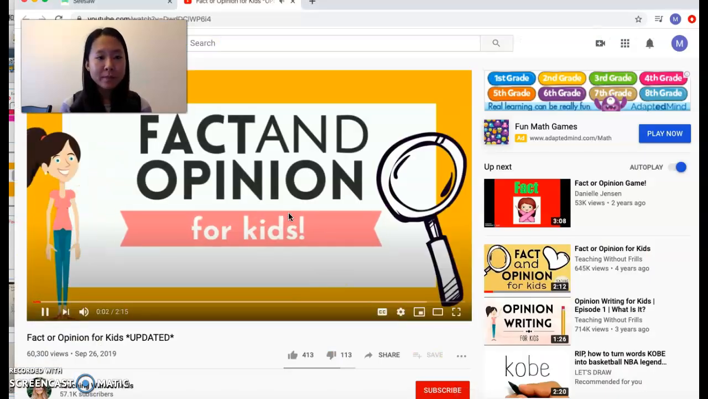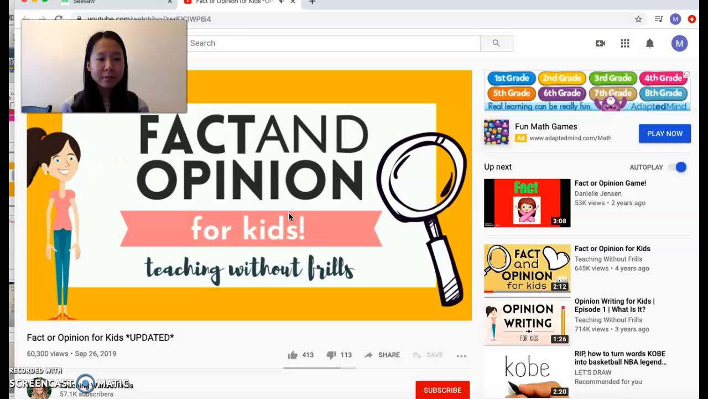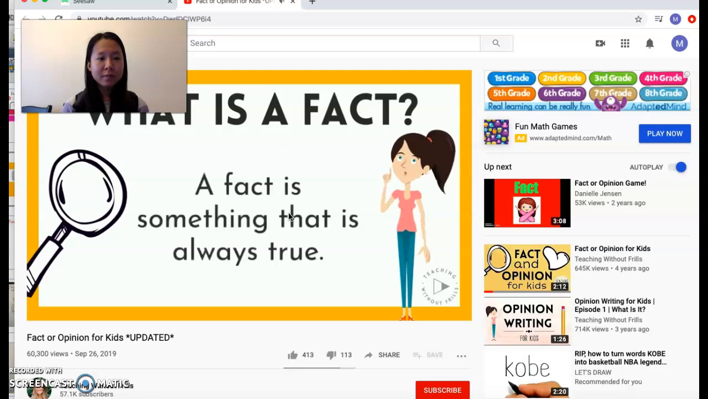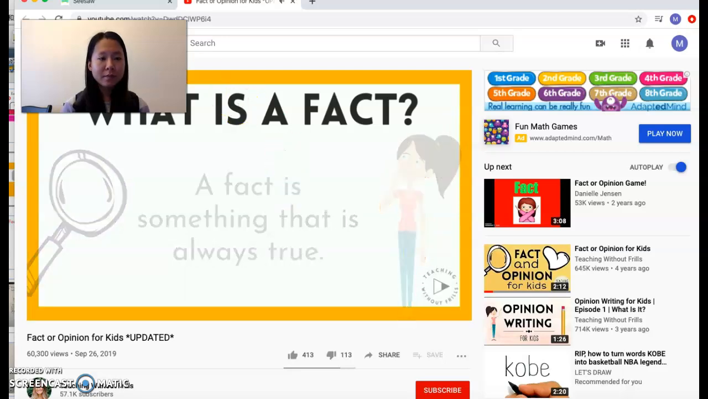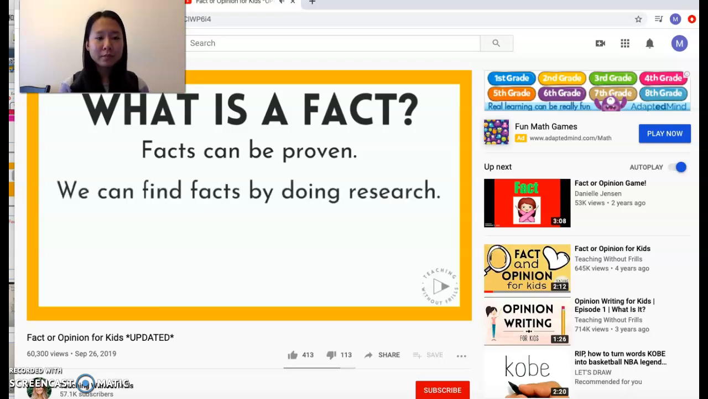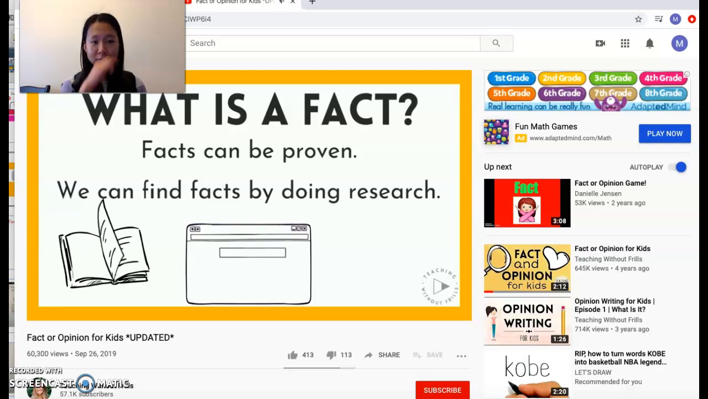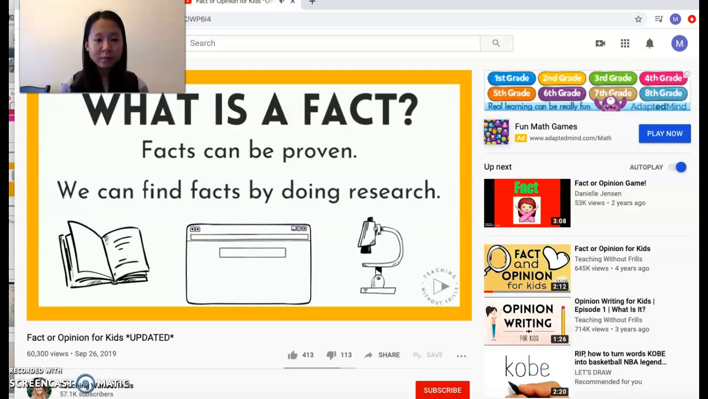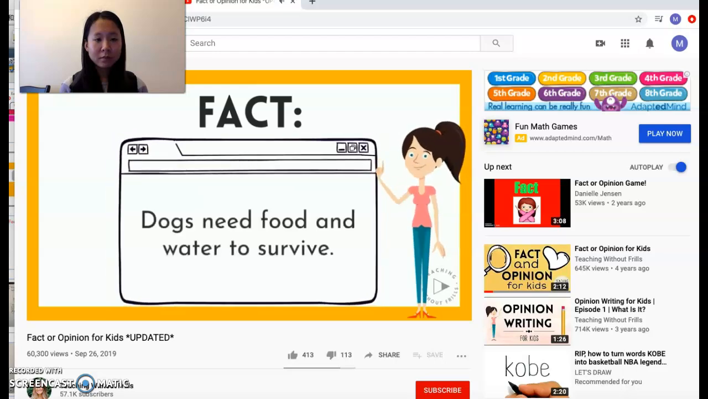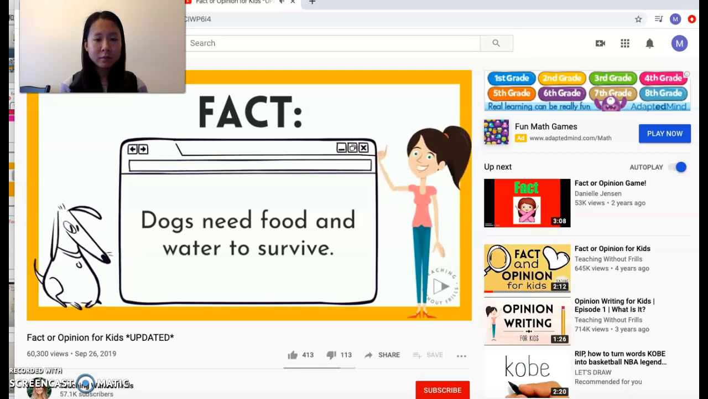Fact and Opinion for Kids by Teaching Without Frills. What is a fact? A fact is something that is always true. Facts can be proven. We can find facts by doing research in books or on the internet, or we can even do research of our own. Here's an example of a fact. Dogs need food and water to survive. This is a fact because it's always true, and you can prove it by doing research.